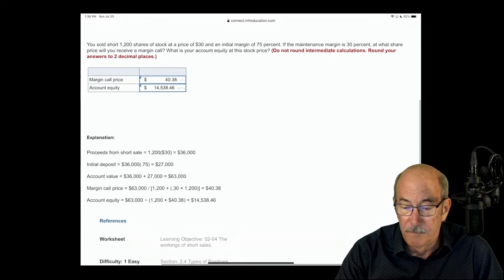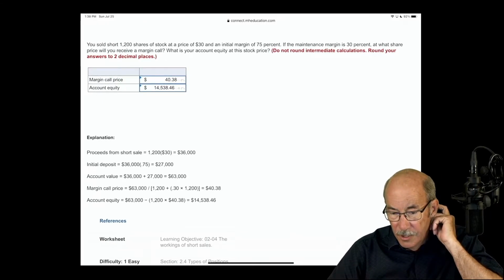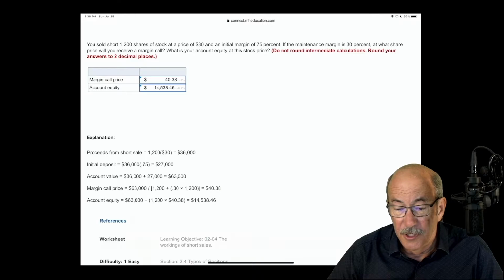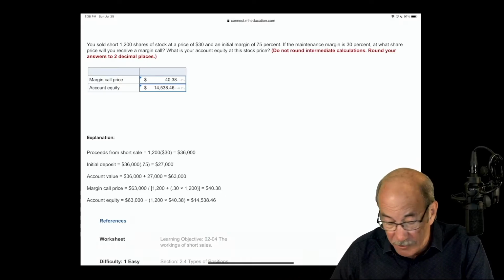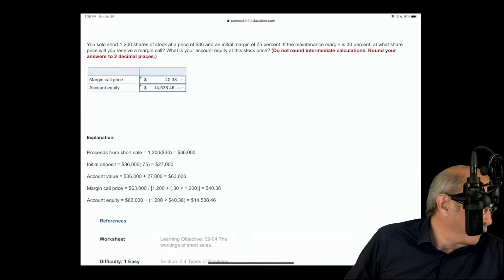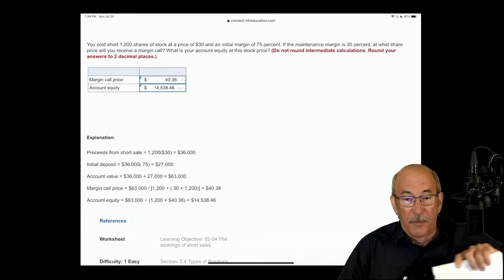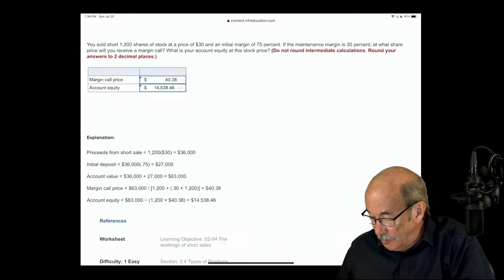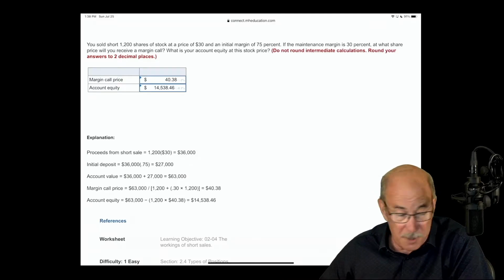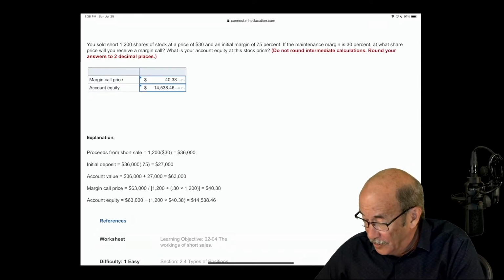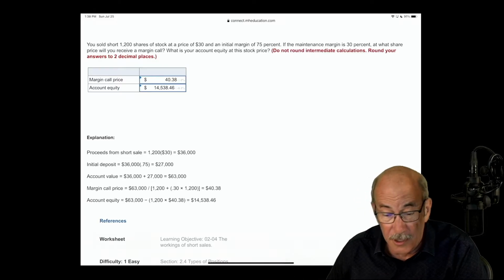short. Okay. So you short sold 1,200 shares of stock at a price of, and these numbers are probably going to be different from what you had, right? Because it's an algorithmic problem. It's going to throw different numbers up, but the basic process should be the same. Let me get a chunk of paper out here and the calculator, and let's take a look at this.